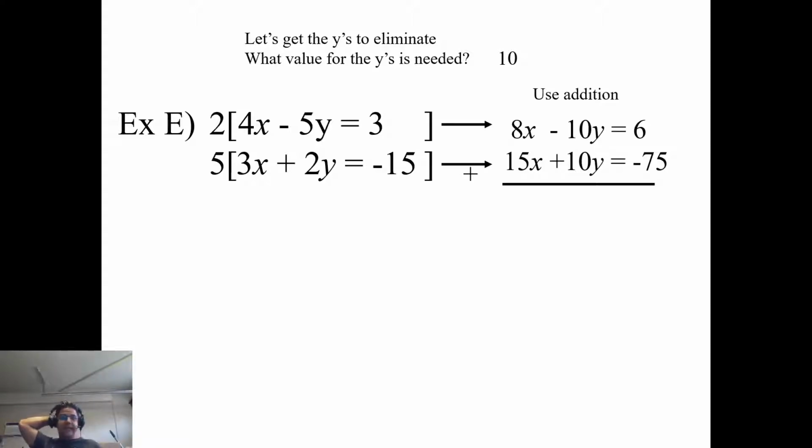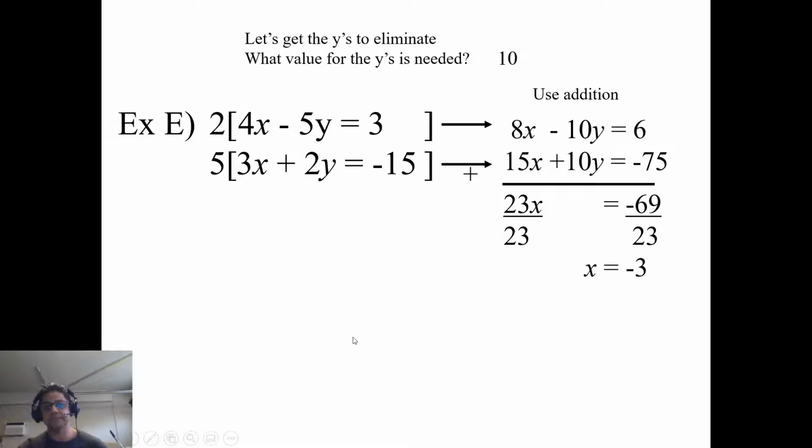The y's eliminate again. It's not always the y's, though. Sometimes the x's eliminate. So 8x plus 15x is 23x. Notice how I leave a little space here where the y's would go. And then 6 subtract 75. All right, divide by 23. So x is equal to negative 3.